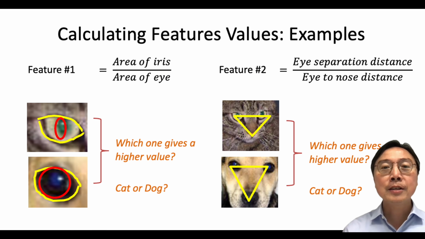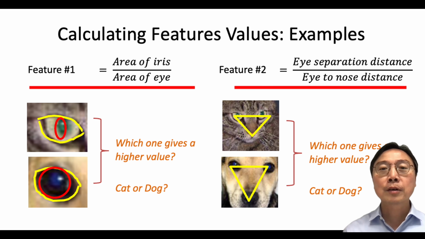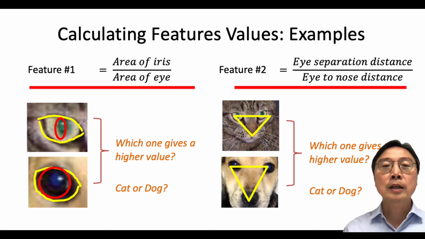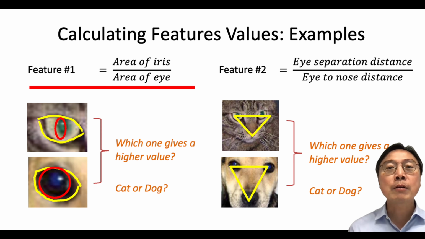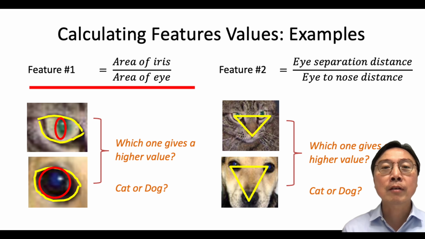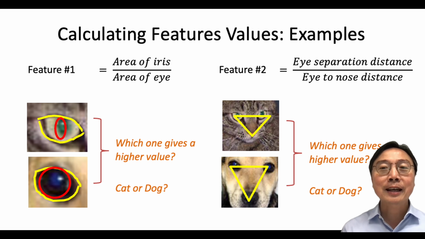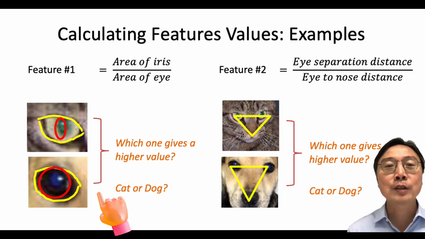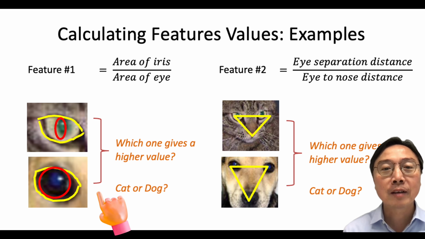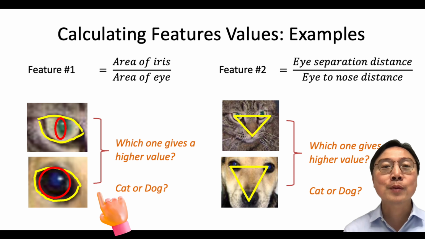Based on these two observations, I come up with two formulas. Don't worry, it's actually very simple. For feature one, I compute the area of the iris divided by the area of the eyes. For this ratio, I think it's not very difficult to see that for cats, the feature one value will be smaller. For dogs, it will be larger. Smaller for cat, larger for dog, feature one.